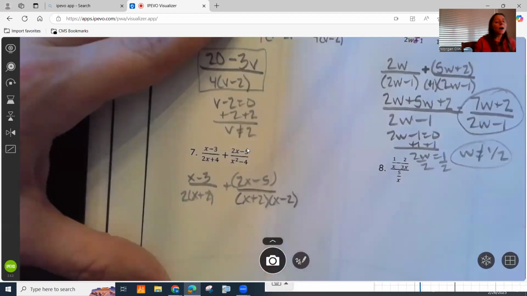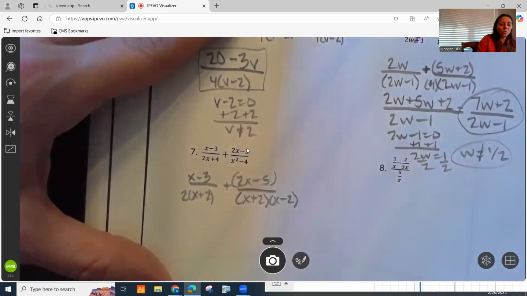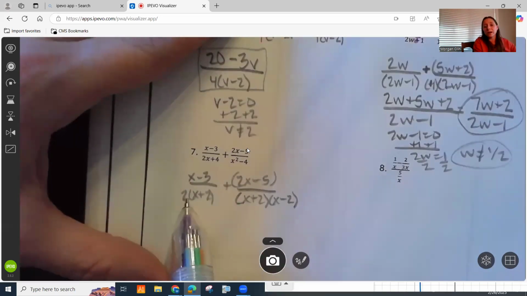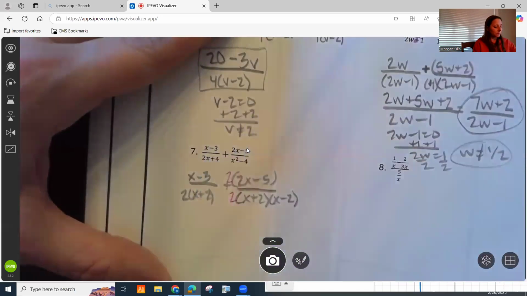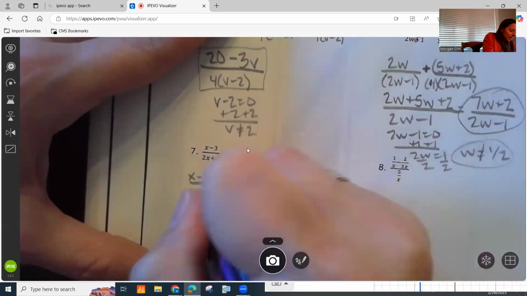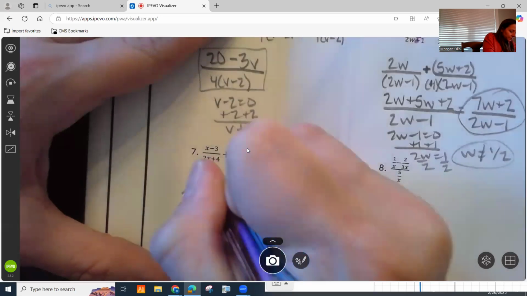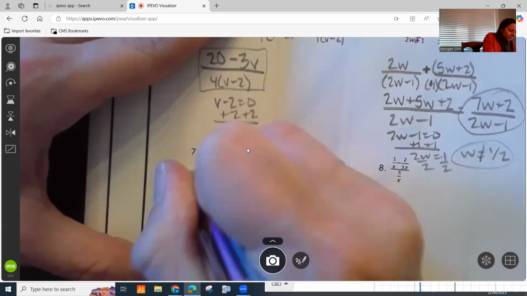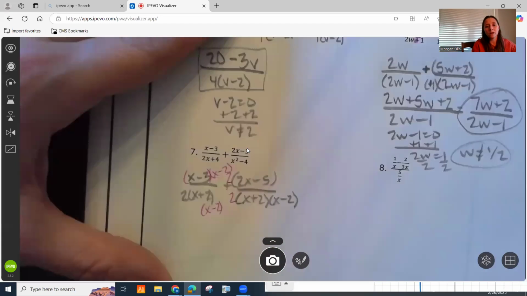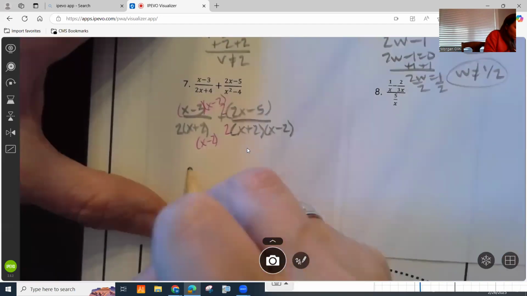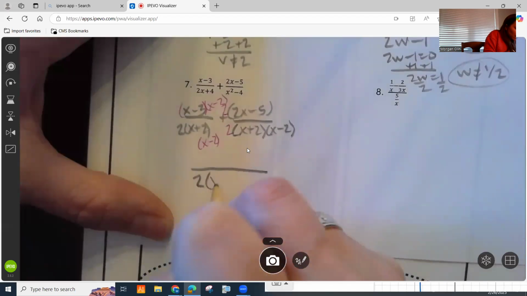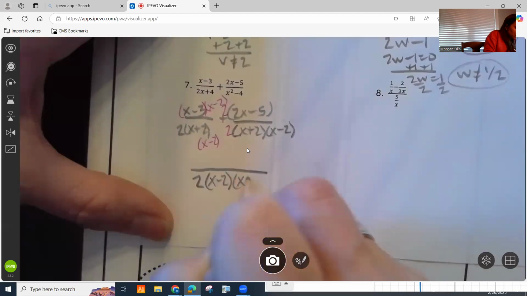All right, so how am I going to get these to look alike? Well, one of the things I notice is this one has a 2 right here. So what if I put a 2 right here? Remember, you're multiplying. And this one doesn't have an x minus 2. I'm going to put parentheses around the x minus 3. All right, now are my denominators the same? Yes, they are. So it's going to be 2x minus 2 and x plus 2.